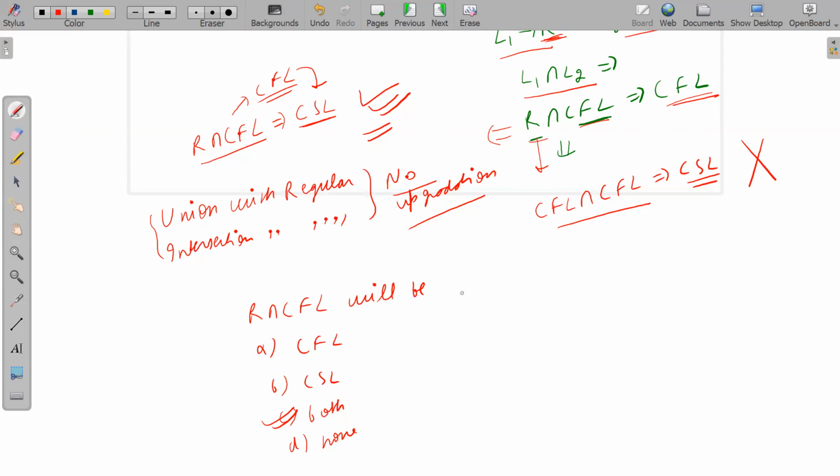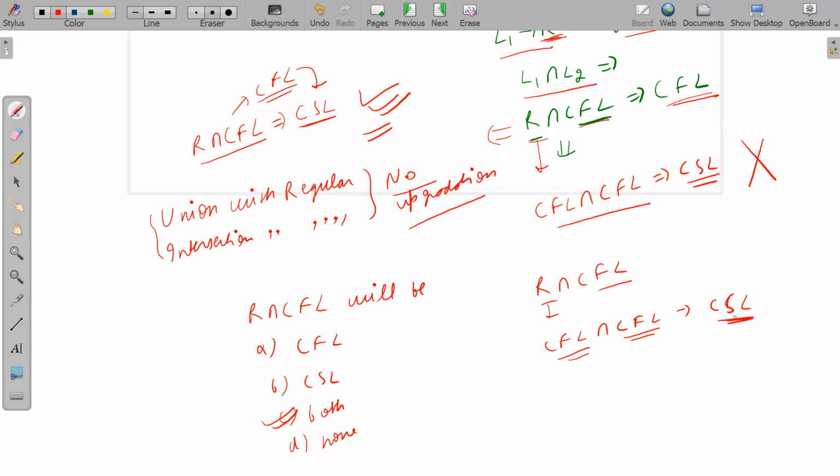But if you apply upgradation, you will say, sir, regular intersection CFL, because these are different types, so apply upgradation, you will get CFL intersection CFL, and CFL intersection CFL is CSL. So you will say CSL is the answer, CFL is not the answer. So according to you, the option should be B, but the actual answer is C. That's why I was saying that you will get a different answer, or you should not apply upgradation. I hope I have made the point clear. And please remember that CFL intersection CFL is CSL only.